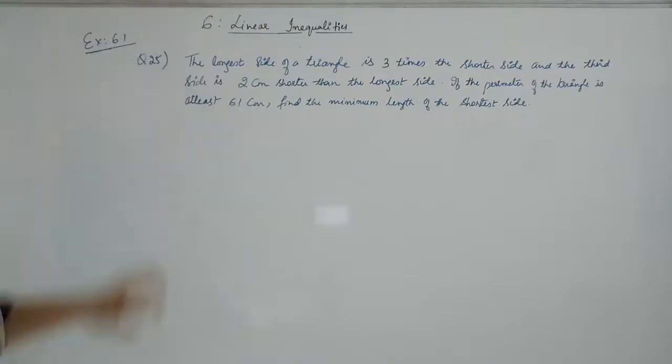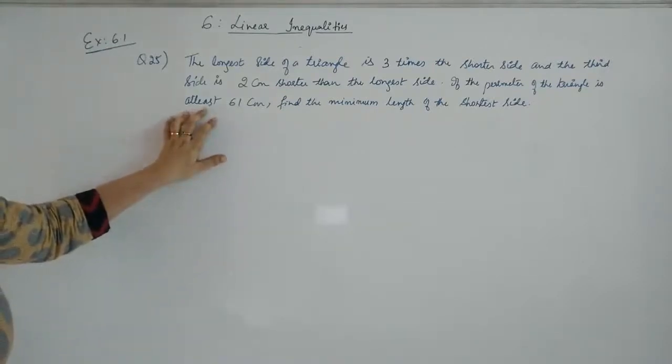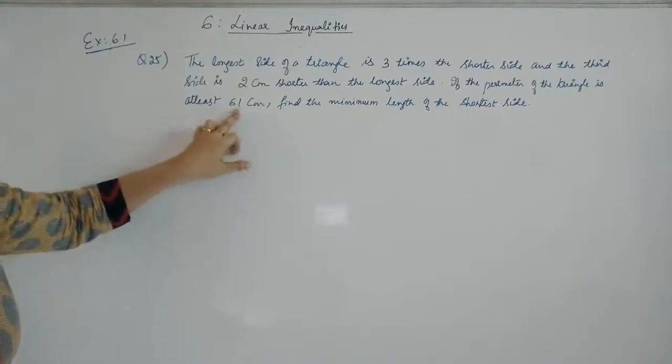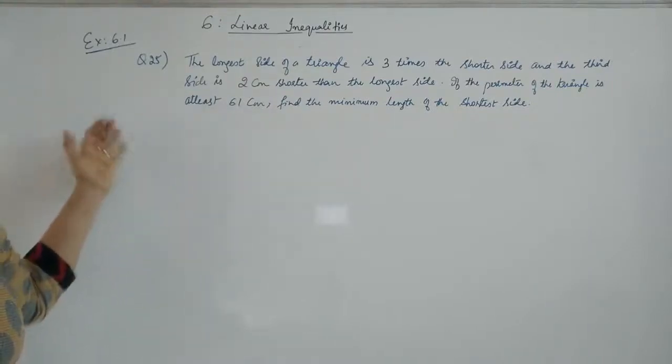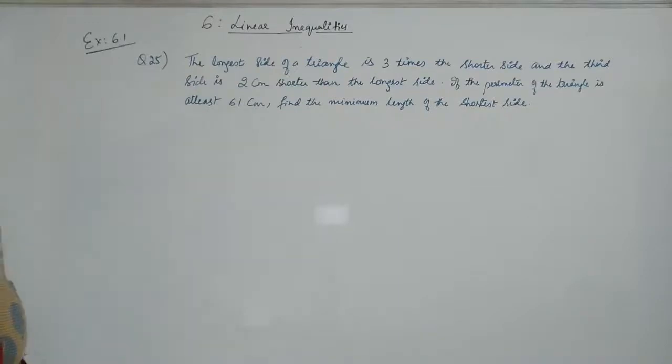Question number 25: the longest side of a triangle is 3 times the shorter side, and the third side is 2 centimeters shorter than the longest side. If the perimeter of the triangle is at least 61 centimeters, find the minimum length of the shortest side. Since the perimeter is given to be at least 61, it can be either 61 or greater than 61. At least means it is minimum 61. The perimeter should be a minimum of length 61. It can be greater than or equal to 61.